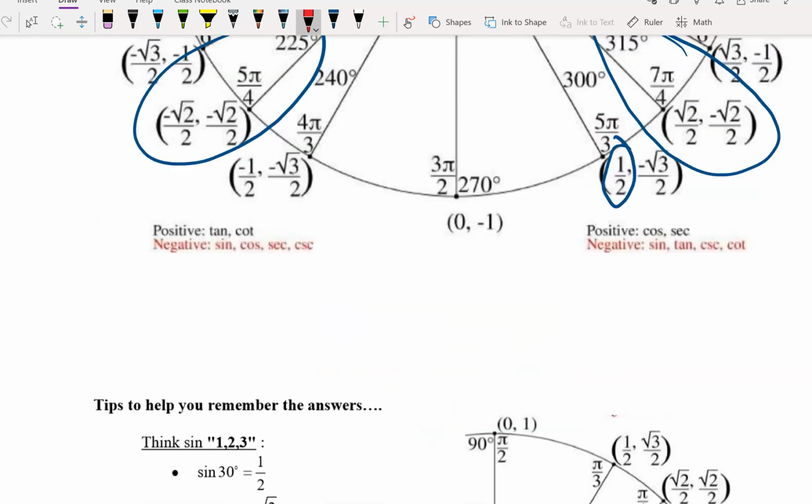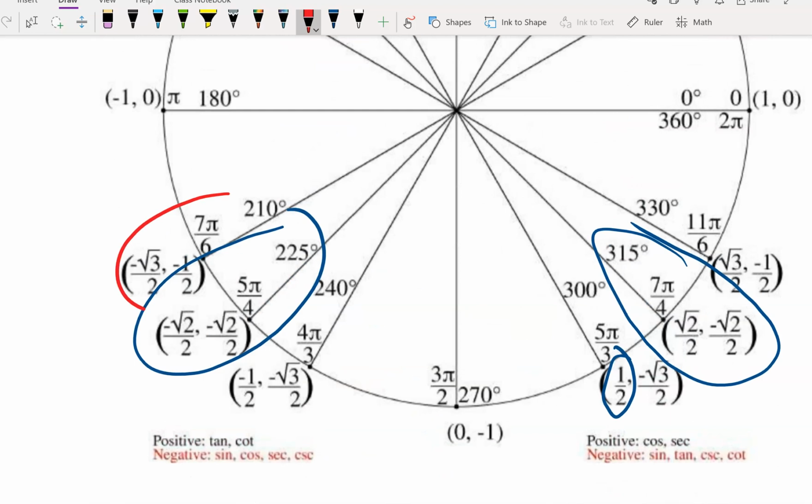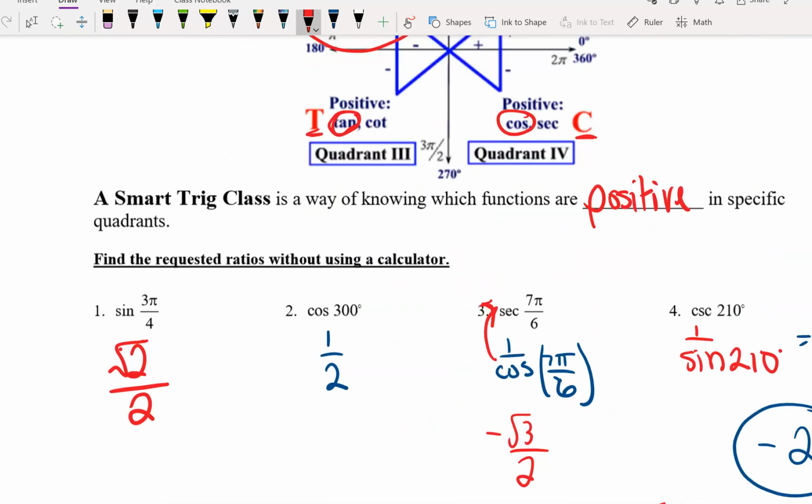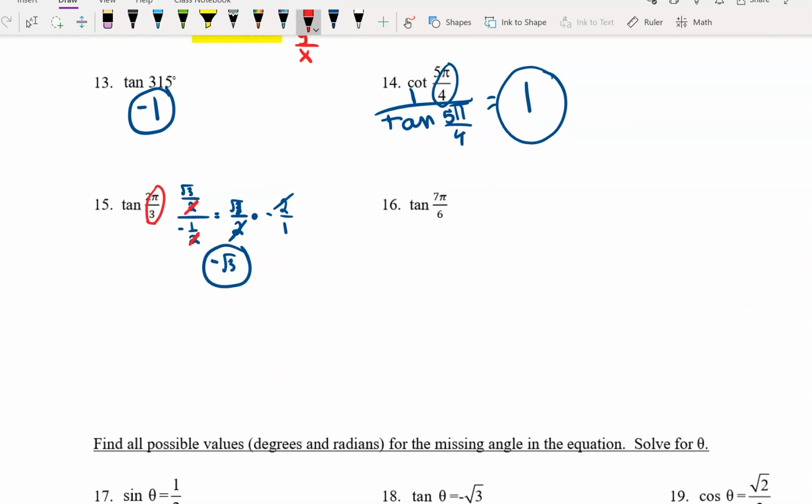7 pi over 6, tangent of 7 pi over 6. 7 pi over 6 should be in our third quadrant right here. Tangent is y over x, so negative 1/2 divided by negative root 3 over 2. The negatives will cancel, so we'll just do 1/2 over root 3 over 2. Well, the 2's are going to cancel. The denominators are the same, they'll cancel. We'll be left with 1 over root 3. You cannot leave your answer like that, so we need to rationalize by multiplying top and bottom by root 3. And we end up getting root 3 over 3.